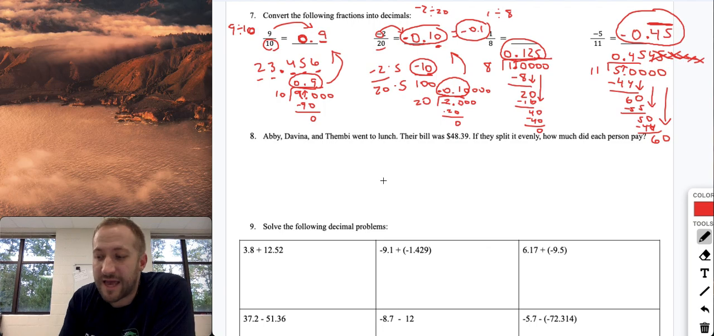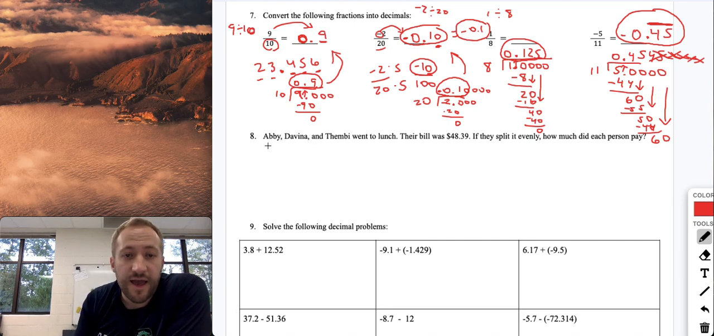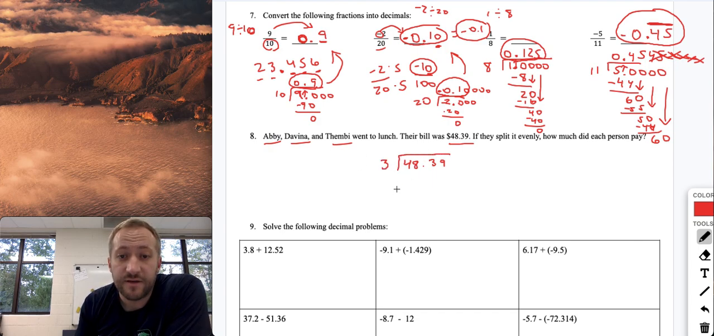Abby, Davina, and Tembi all went to lunch. Their bill was $48.39. If they split it evenly, how much did each person pay? So I have Abby, Davina, and Tembi. That's 3 people went to lunch. So whatever is being split up goes inside the box. Their lunch is being split up, their cost. $48.39, that's the cost of their total bill, goes inside the box. It's being split up. Abby, Davina, and Tembi, that is who is splitting and sharing the bill.